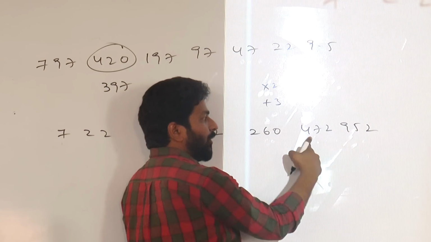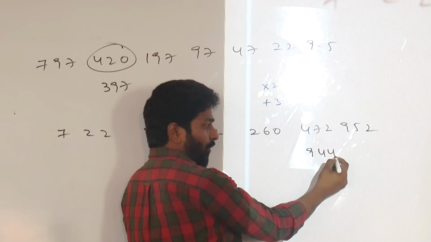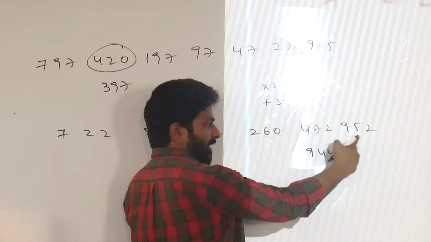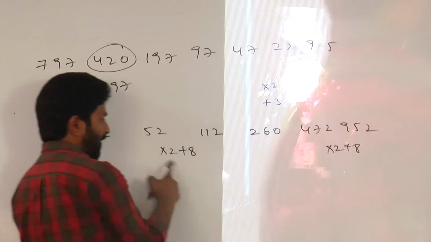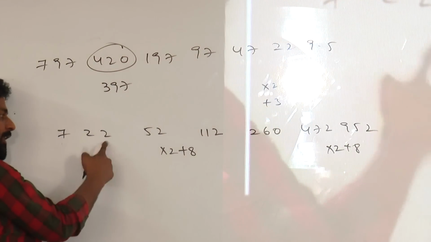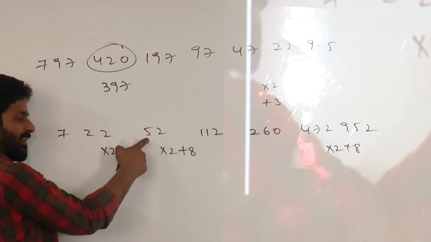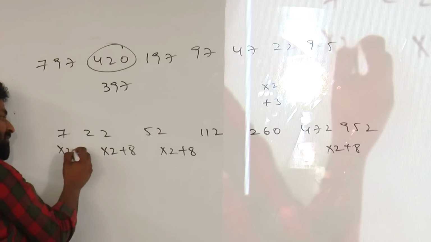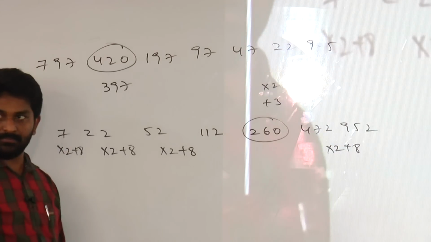Let me verify here. 2 times of this number, 944 plus 8, 952. So into 2 plus 8 verified here. Let me also verify it here. Into 2 plus 8, 44 plus 8. Here also it works. Should be this one, 260.